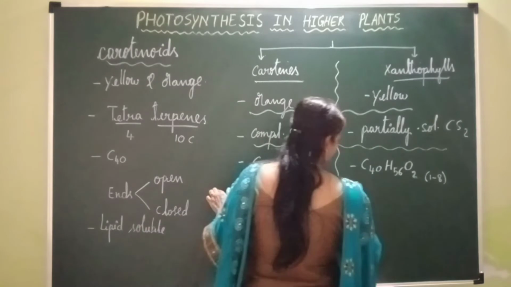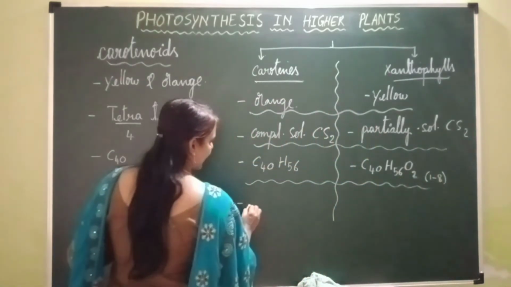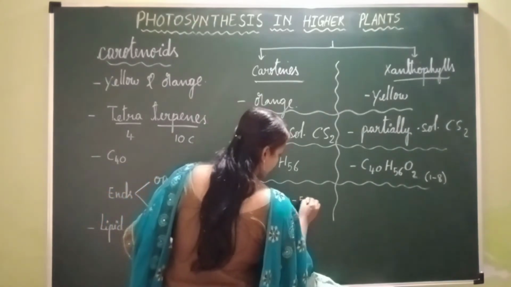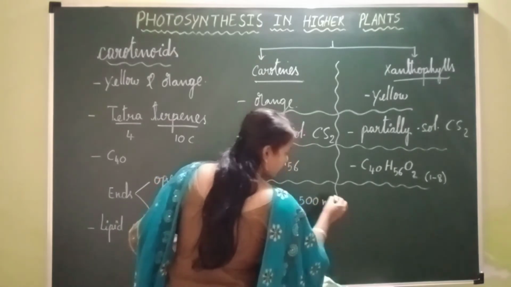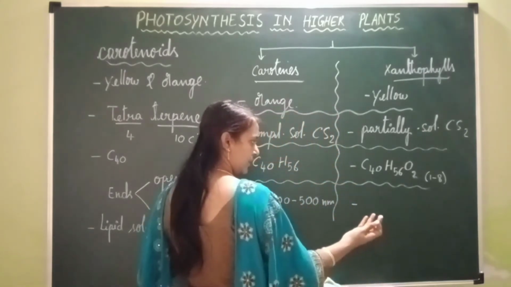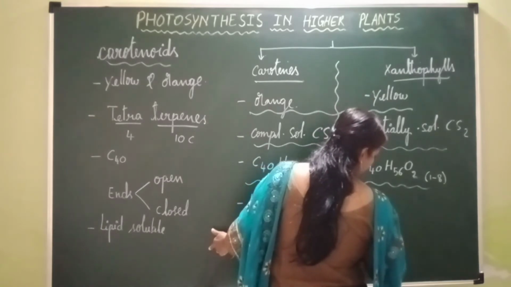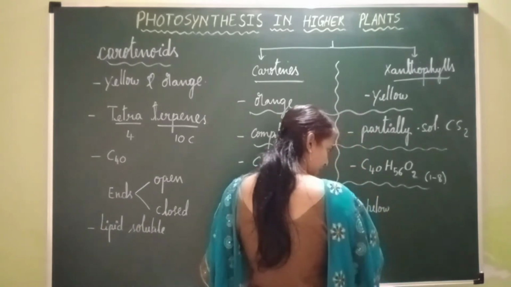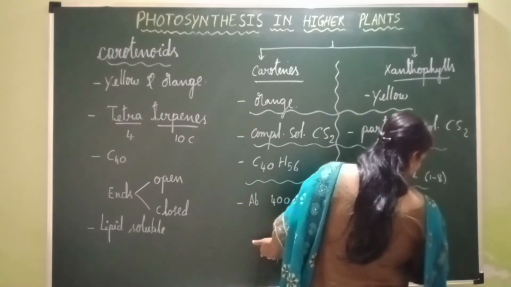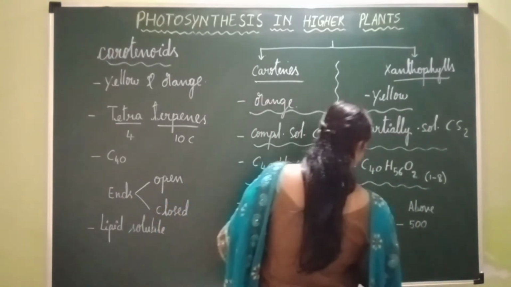Next, coming to absorption of different wavelengths of light. Carotenes can absorb wavelengths of light between 400 to 500 nanometers, whereas xanthophylls can absorb between 400 to 500 nanometers, but they can also absorb below 400 and just above 500 nanometers.